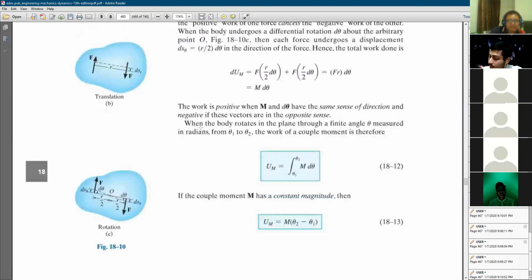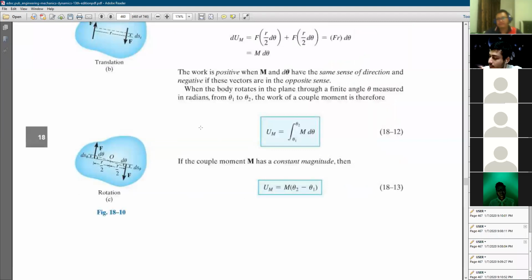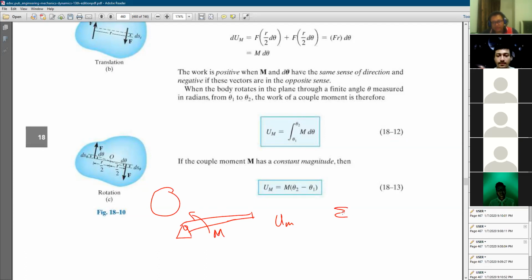Let's say we have a bar like this, attached to something like that, and then there is a moment M. So the work done, or sorry, not this one, the energy.